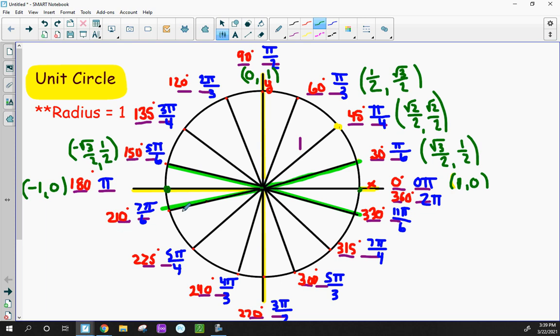For 210 degrees, down here, we're in the third quadrant. The ordered pair for all the third quadrant locations are both negative. You have to go left and down. So negative radical 3 over 2, comma, negative 1/2. And then jump into the fourth quadrant, 330, ordered pair for that. Well, I have to go right and down, so the x value is positive. The y value is negative.